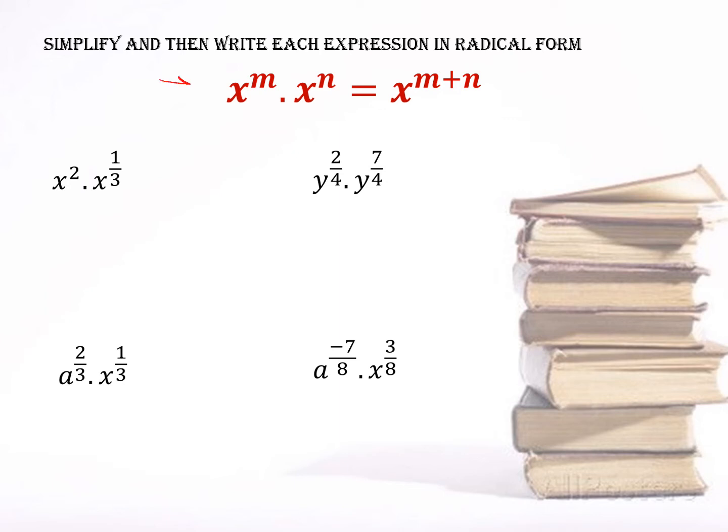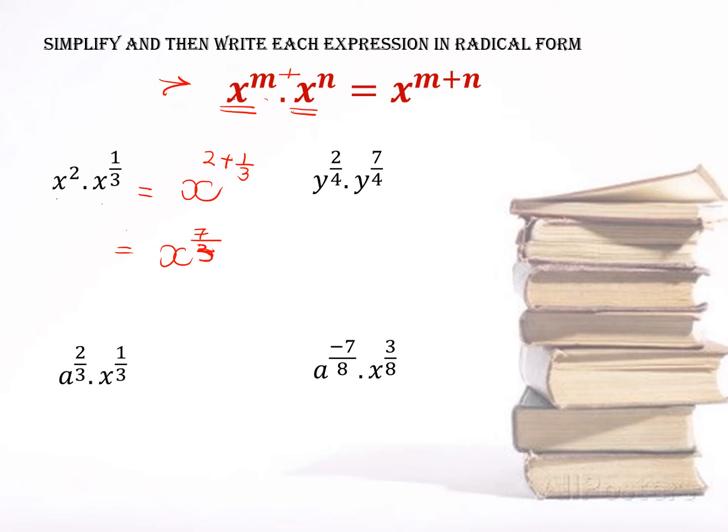So the first property states that if two expressions having the same base are written, just add their powers. Now make sure that the bases are alike. Here x and here x, so both of them are same. So you will write x as it is. And what you will do with the power? You will add the powers. So it will give you x to the power 7 over 3. You can use the calculator also.